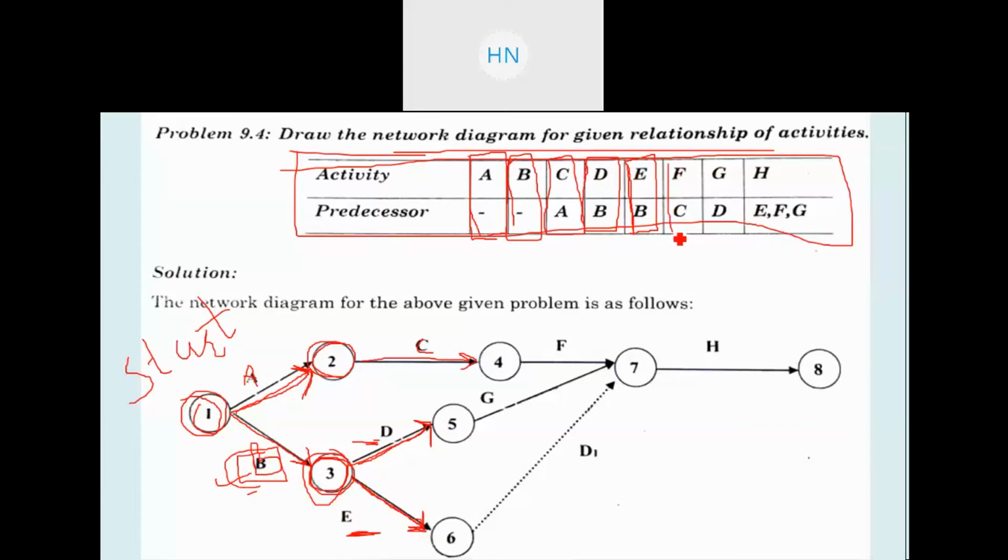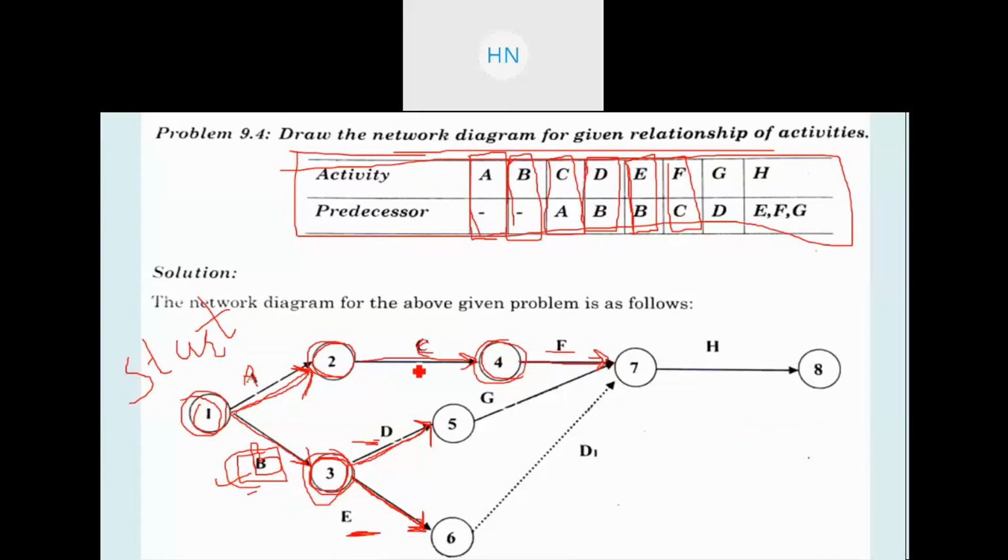After that activity F has predecessor as activity C. So here this C is given. So to add activity F, we are adding one more event or node, that is event number 4, and then we are adding the activity as activity F.